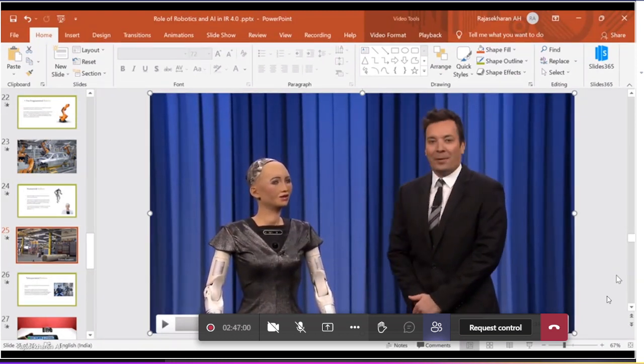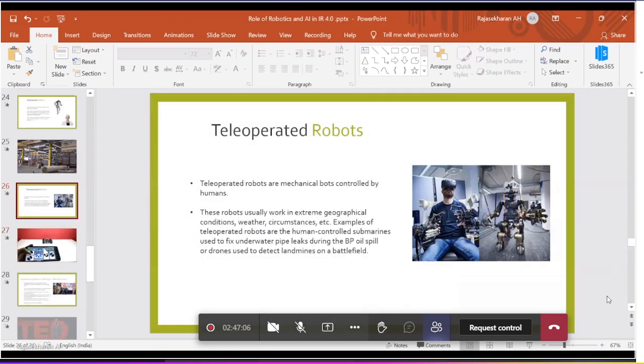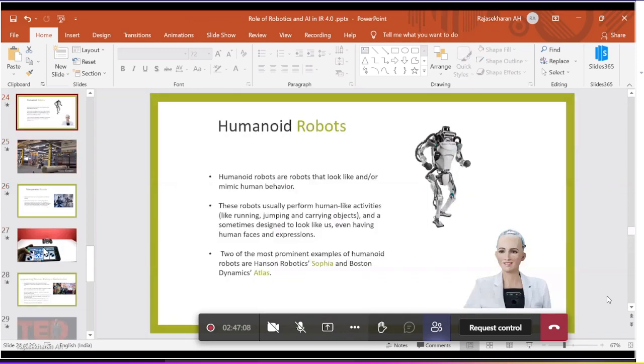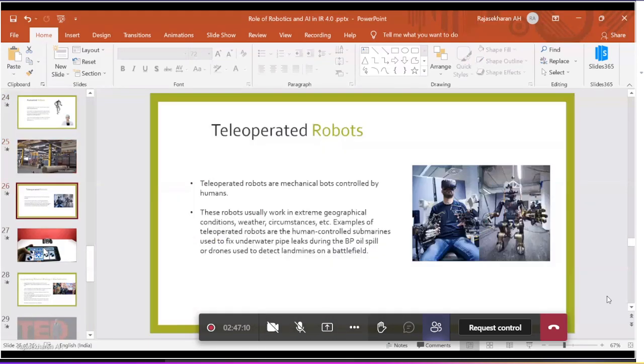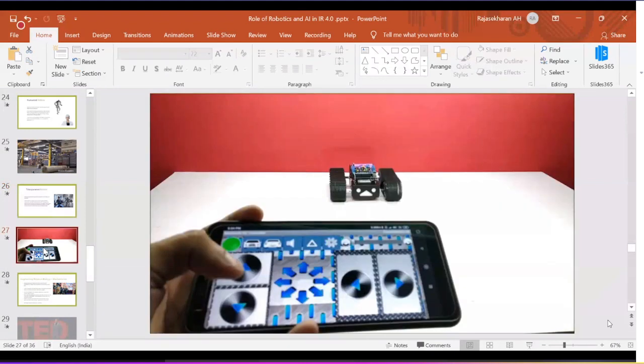Anyway, so that's Sophia. These are examples of humanoid robots. Next we are going to see teleoperated robots. These robots need human intervention. Humans are going to control the robot, so everything can be controlled by us. Let's see some examples.